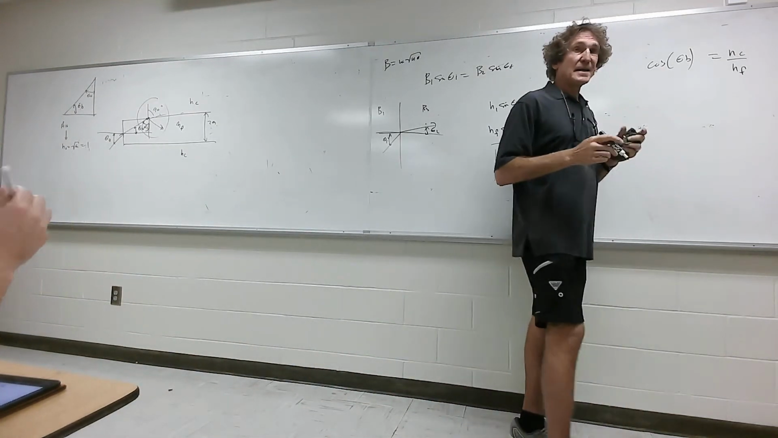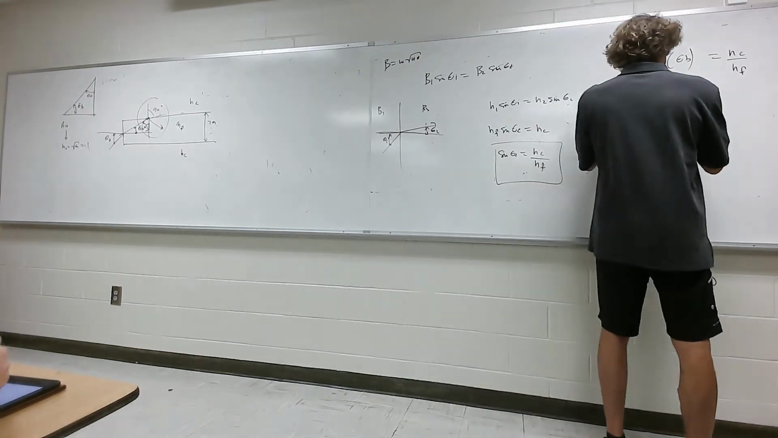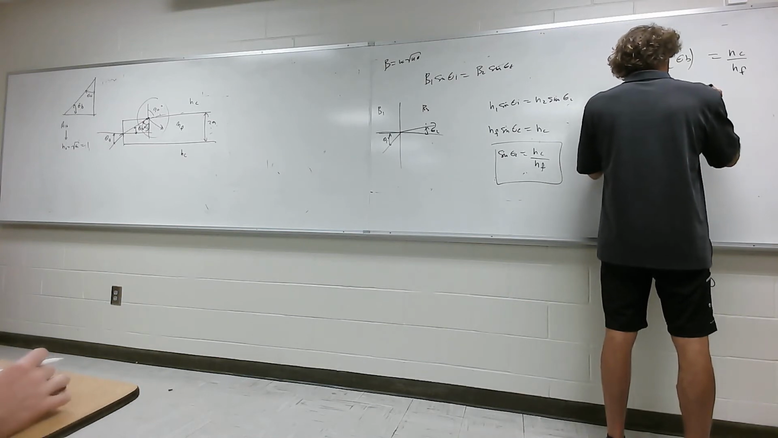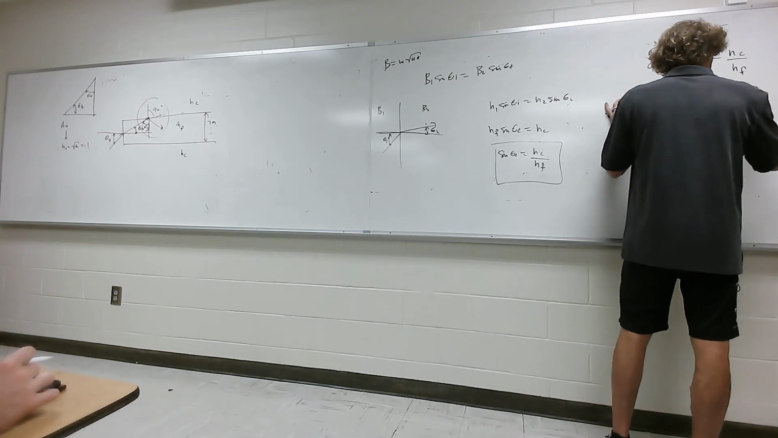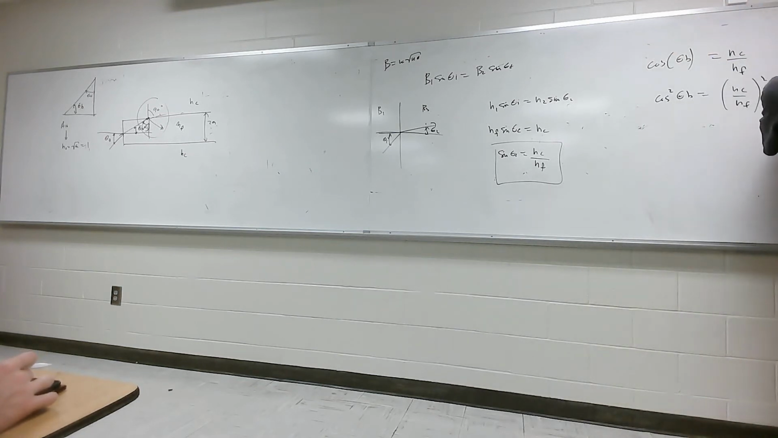So then I go ahead and I take this and square it, and I get cosine squared of theta b is equal to nc over nf squared. And then Wentworth says this, and he literally states this. He says the cosine squared of x plus sine squared of x is equal to 1.